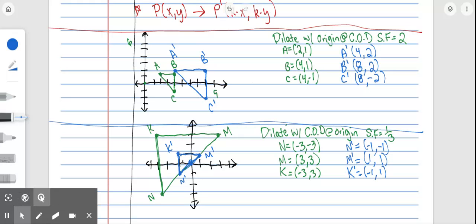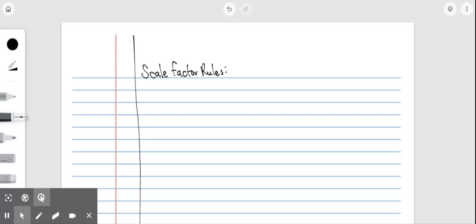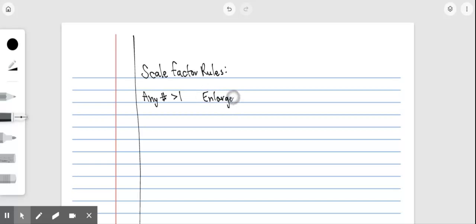Okay, I'm going to start a new page. Okay, so yesterday we talked about how scale factor affects which of your image or pre-image is bigger. So we started with saying any number that's bigger than a whole number. So any number greater than 1. And this includes improper fractions. And this is going to become an enlargement, which means your new image is bigger.